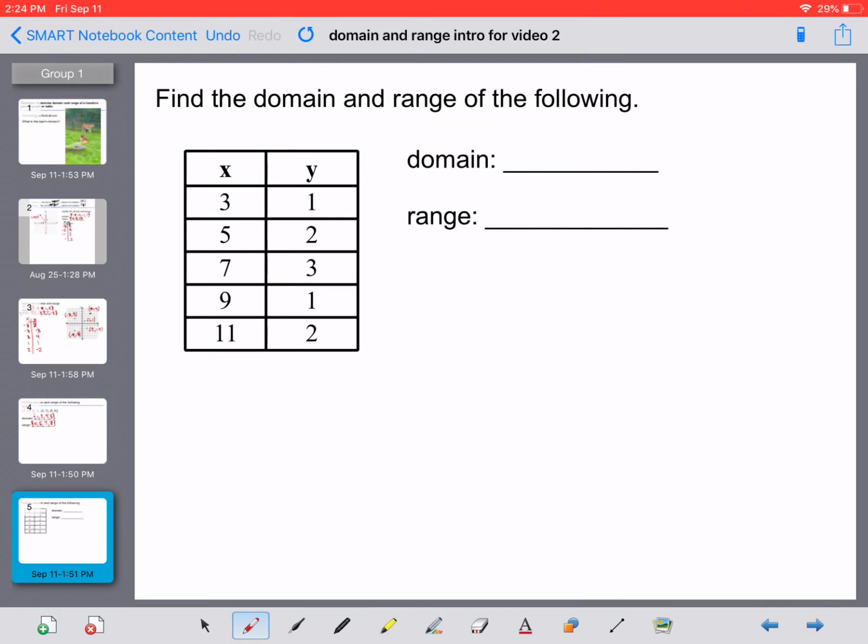Sometimes we'll give you a table directly, and for me I think that's the easiest thing. As long as you can remember that domain is the x values and range is the y values, you're pretty much there. So for this final example, my domain would be the set 3, 5, 7, 9, and 11. Let's try to write that curly bracket a little neater. And these are essential. This is part of your answer, so make sure you get those curly brackets on there.